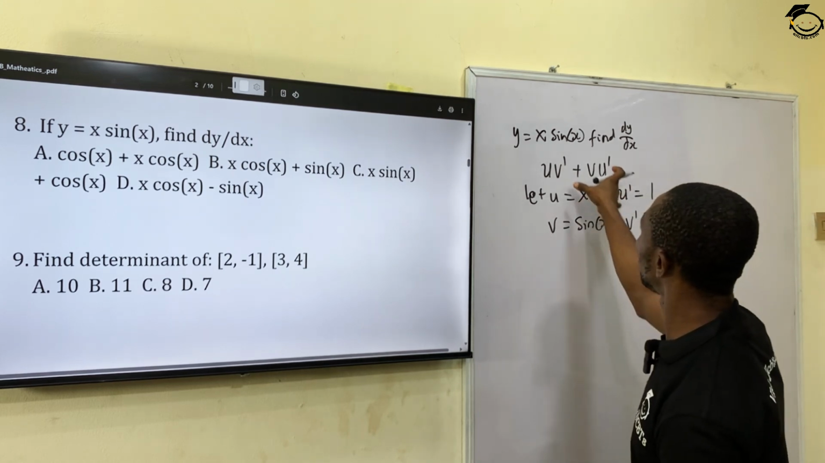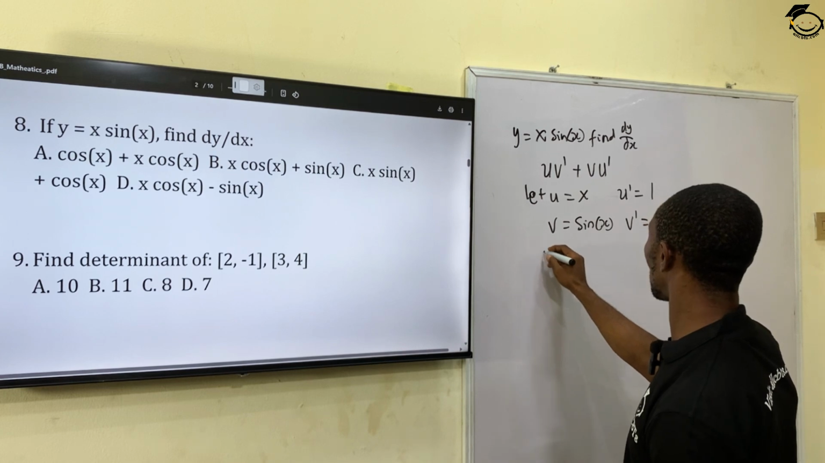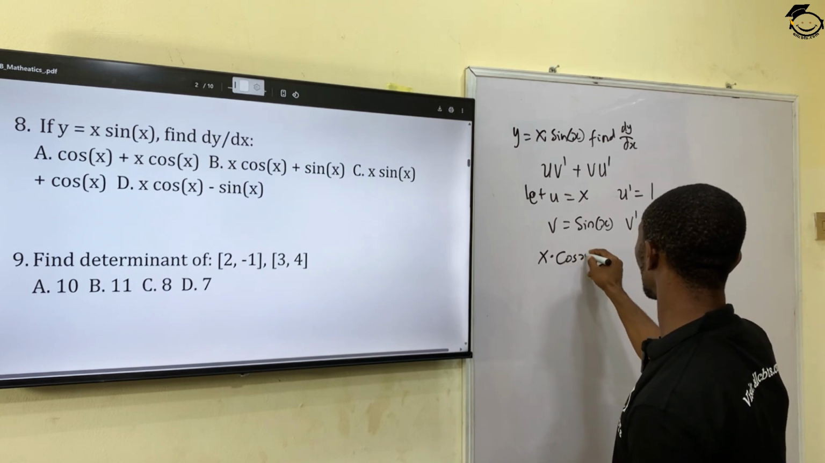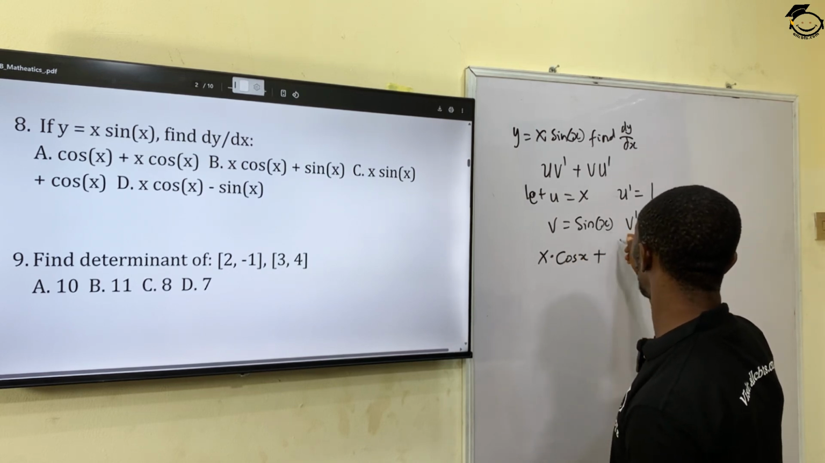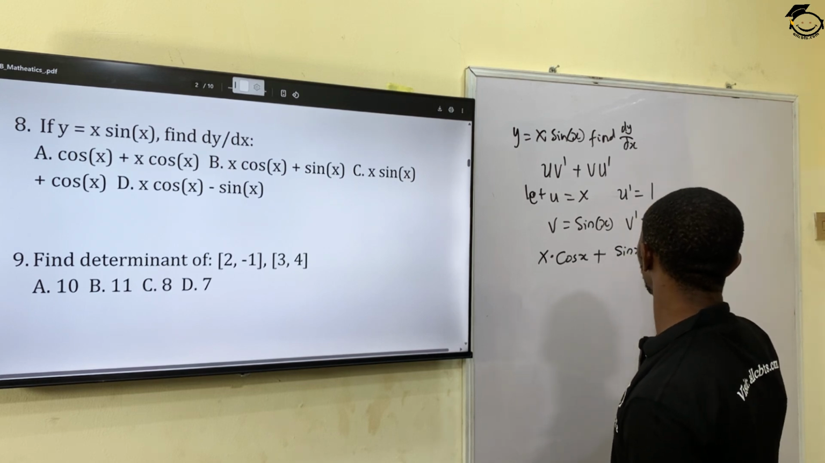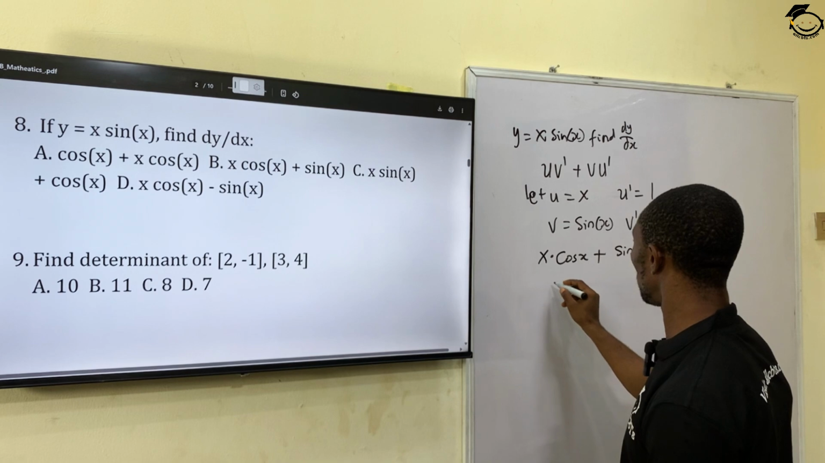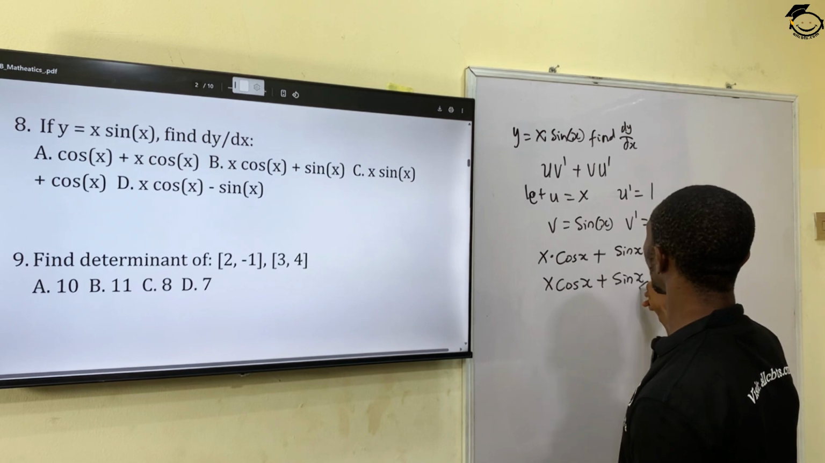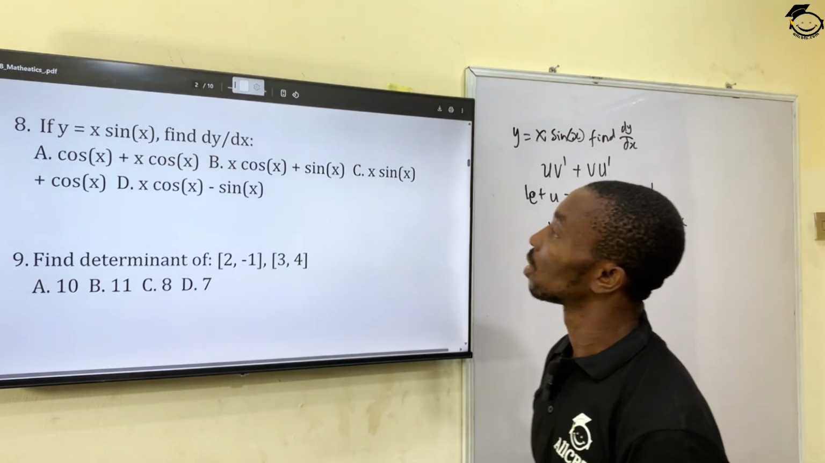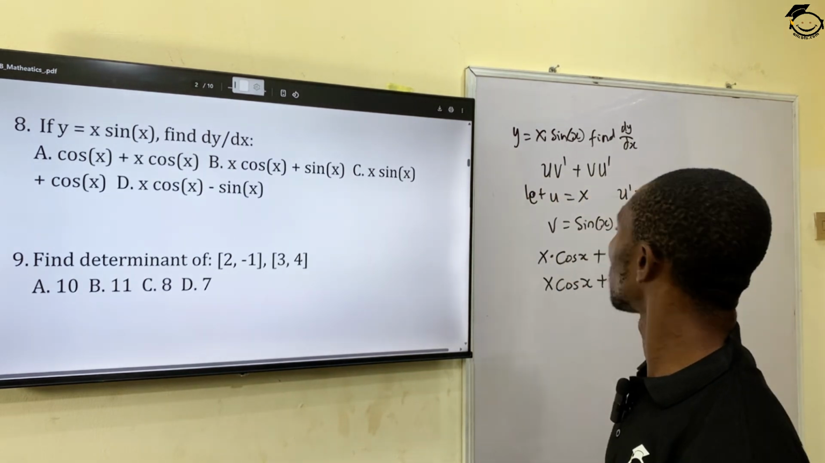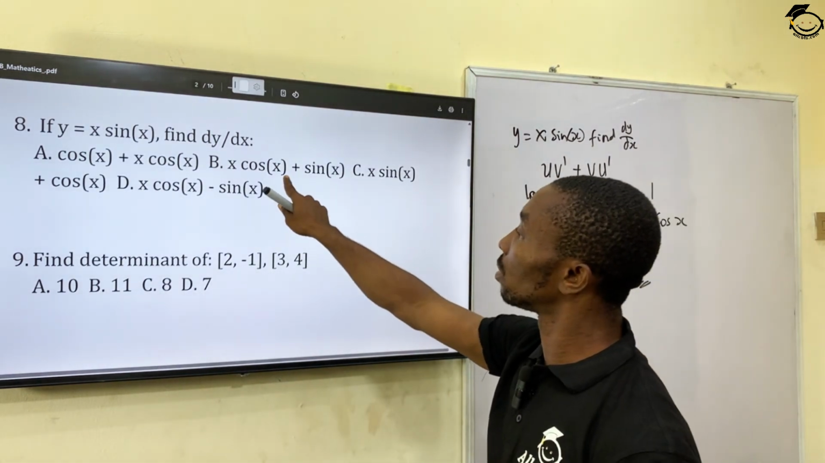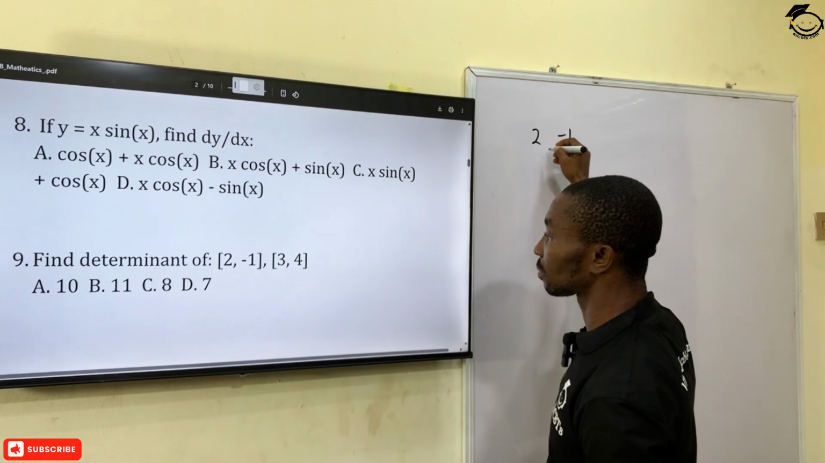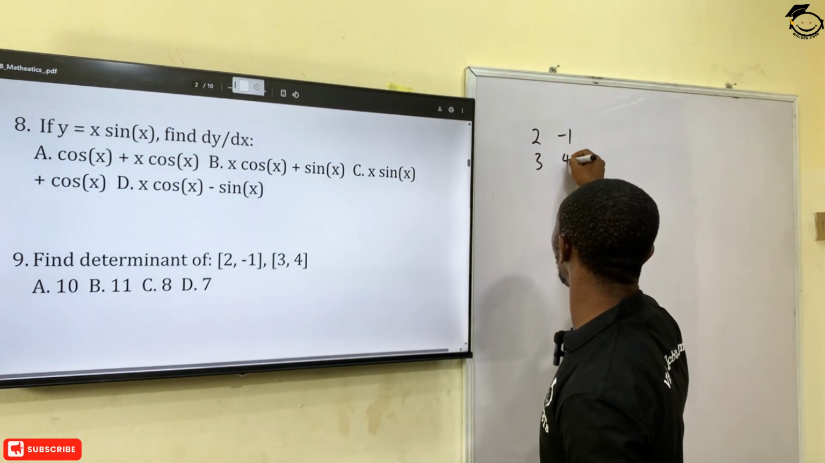Now inputting this into our formula, we are having it as x, which is u, times dv, which is cos x, plus v, which is sin x, times du, which is 1. So this becomes x cos x plus sin x, which is our option B.